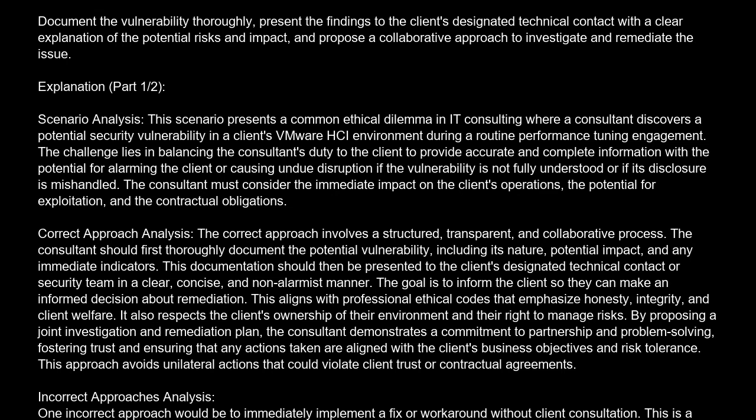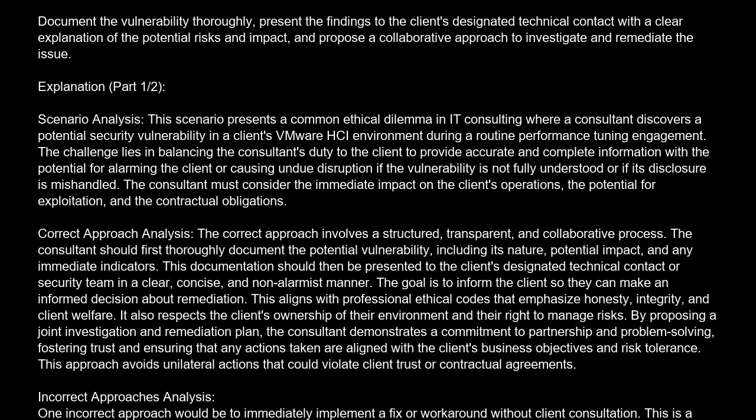Document the vulnerability thoroughly, present the findings to the client's designated technical contact with a clear explanation of the potential risks and impact, and propose a collaborative approach to investigate and remediate the issue. Explanation. Scenario analysis. This scenario presents a common ethical dilemma in IT consulting, where a consultant discovers a potential security vulnerability in a client's VMware HCI environment during a routine performance tuning engagement.